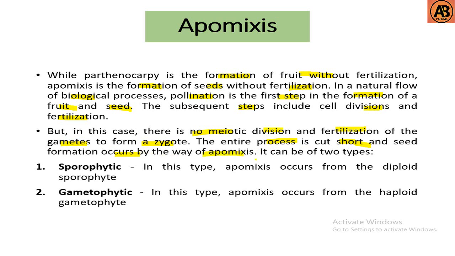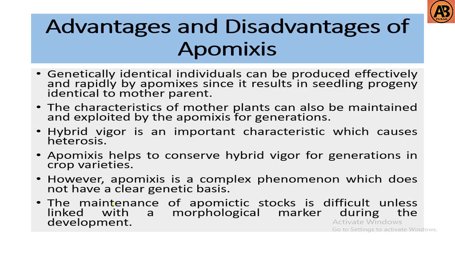It can be of two types. First one is sporophytic and second one is gametophytic. Sporophytic: in this type, apomixis occurs from the diploid sporophyte. Gametophytic: in this type, apomixis occurs from the haploid gametophyte. Then there are the advantages and disadvantages of apomixis.